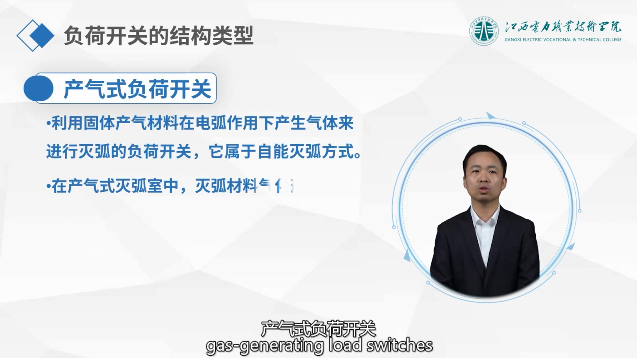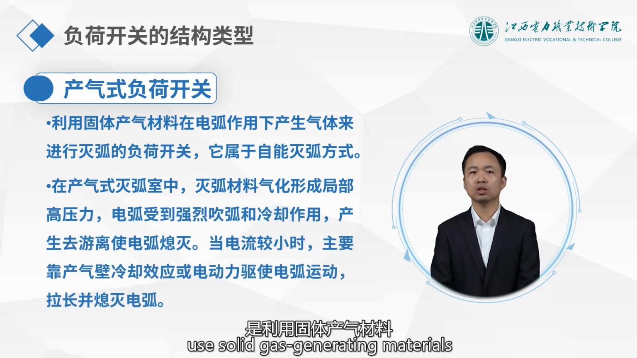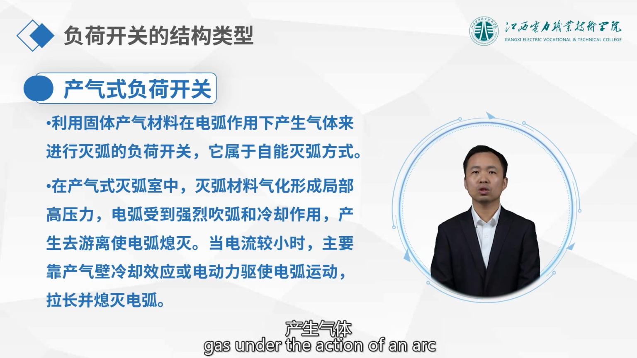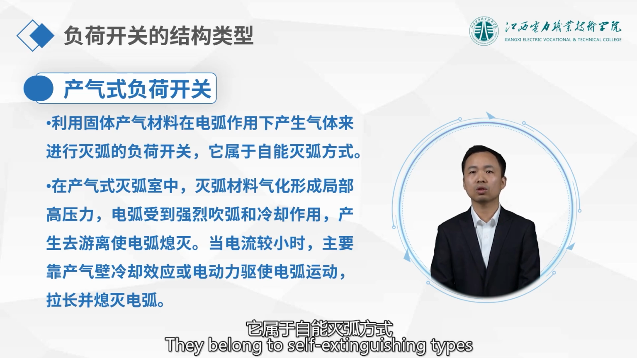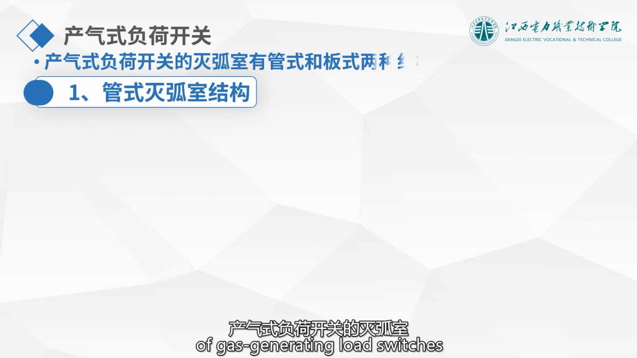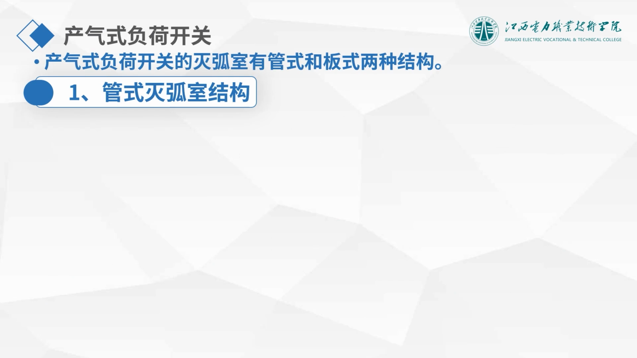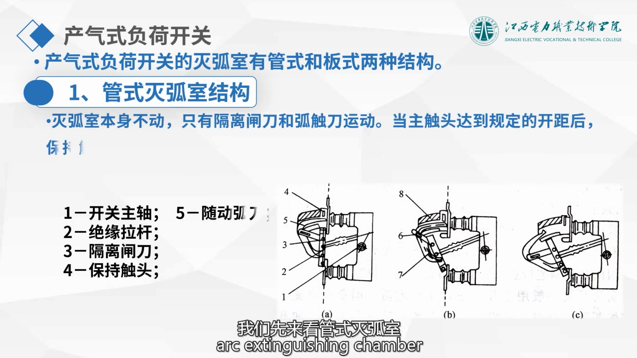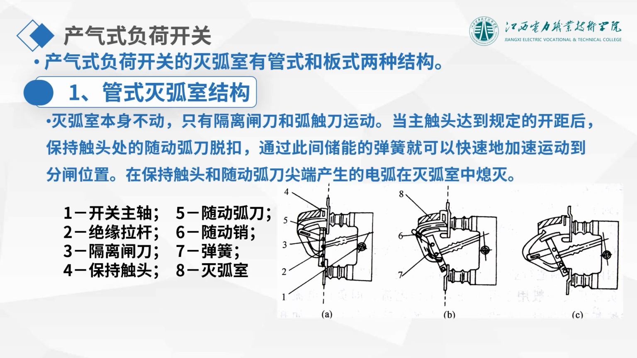Gas generating load switches use solid gas generating materials that produce gas under the action of an arc to extinguish the arc. They belong to self-extinguishing types. The arc extinguishing chamber of gas generating load switches has two structures, tubular and plate. Let's first look at the tubular arc extinguishing chamber. Its structure and the breaking process are shown in the figure.